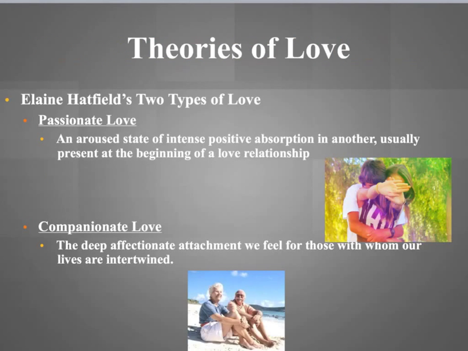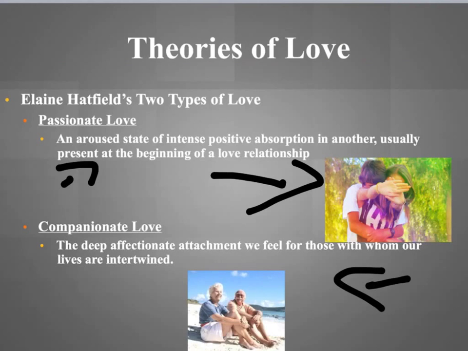According to Elaine Hatfield's research on this subject, she concluded that there are two types of love: passionate love and companionate love. Passionate love is an aroused state of intense positive absorption in another, usually present at the beginning of a love relationship, and kind of pretty typical to see in the hallway of a high school. Companionate love is the deep, affectionate attachment we feel for others with whom our lives are intertwined. This is more common in more mature, developed relationships.